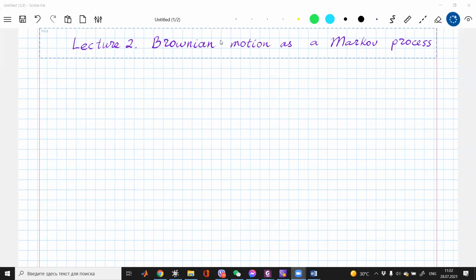we will continue our investigation of Brownian motion. And today we will study a very important property of it, the Markov property. So we will consider Brownian motion as a Markov process today. So what is the Markov property of a random process?